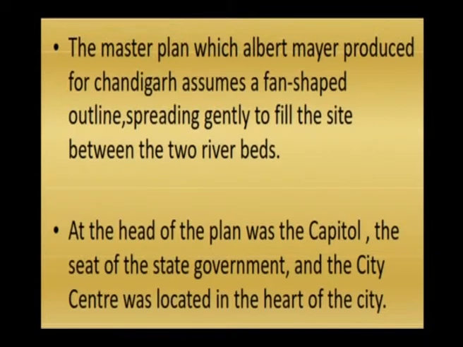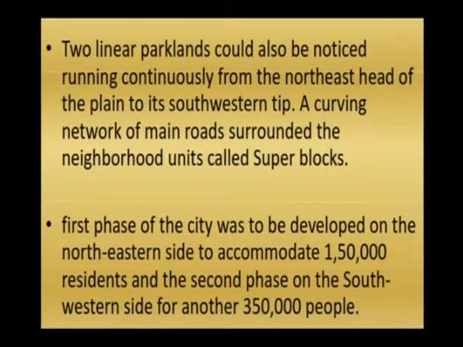At the head of the plan was the capital, the seat of the state government, and the city. The city center was located in the heart of the city. Two linear parklands could also be noticed running continuously from the northeast head of the plain to the southwestern tip. A curving network of main roads surrounded the neighborhood units called super blocks. The first phase of the city was to be developed on the northeastern side to accommodate 150,000 residents, and the second phase on the southwestern side for another 350,000 people.